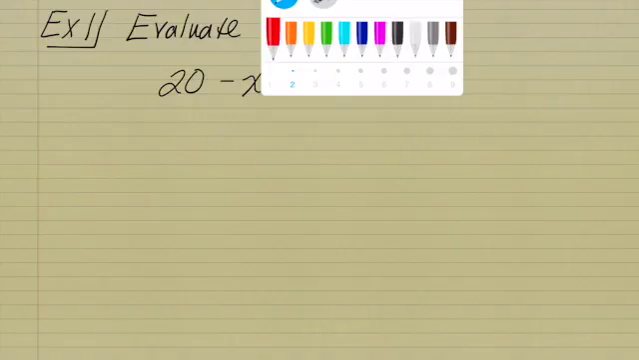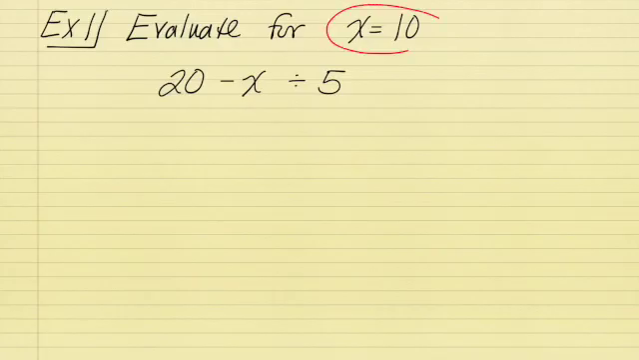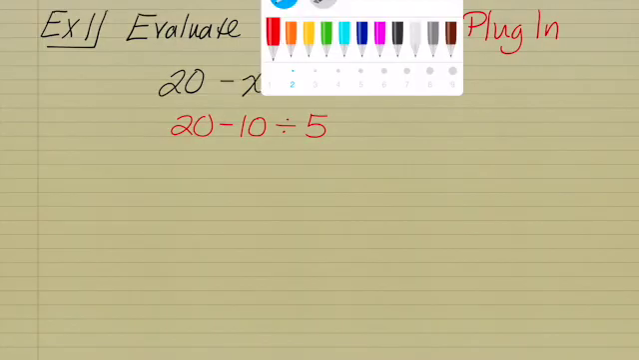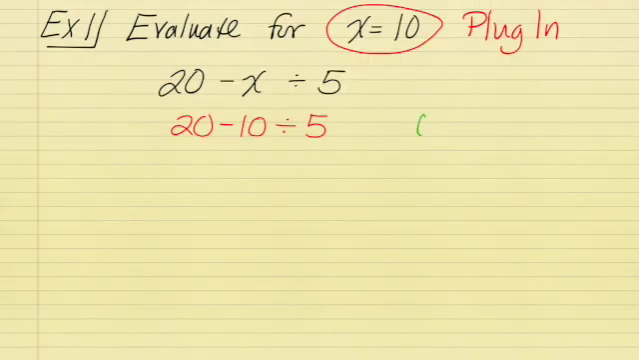Your job is, if x is the number 10, you are going to plug in the number 10 where you see an x. So where this x is, it's really going to turn into the number 10. And then you drop down all the stuff: divide by 5, the minus, the 20. And now we're going to follow through this using PEMDAS, the order of operations.